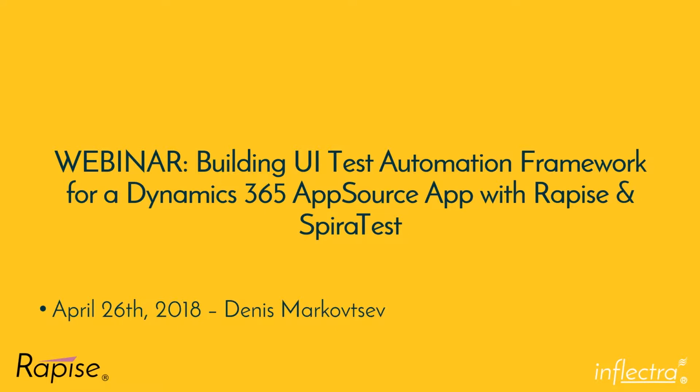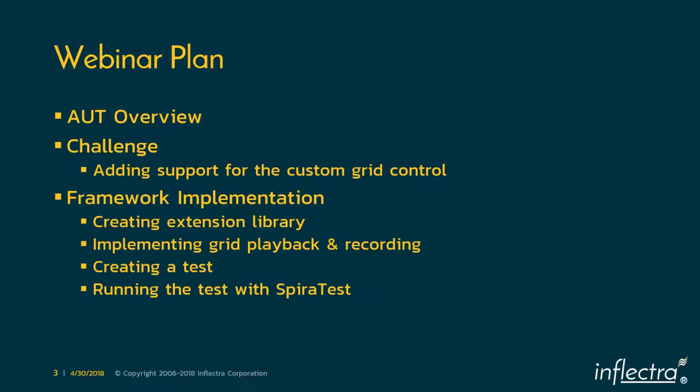Hello, and welcome to the Inflectra webinar on building a UI test automation framework for a Dynamics 365 AppSource application using our Rapise automation tool and SpiroTest test management system. In today's webinar, we'll first be talking about the challenges with testing a web-based custom add-on for Dynamics 365 for operations. We'll talk about the specific challenges about this custom grid control that we're going to be using and how you can use a framework implementation in our Rapise automation tool to handle it more easily.